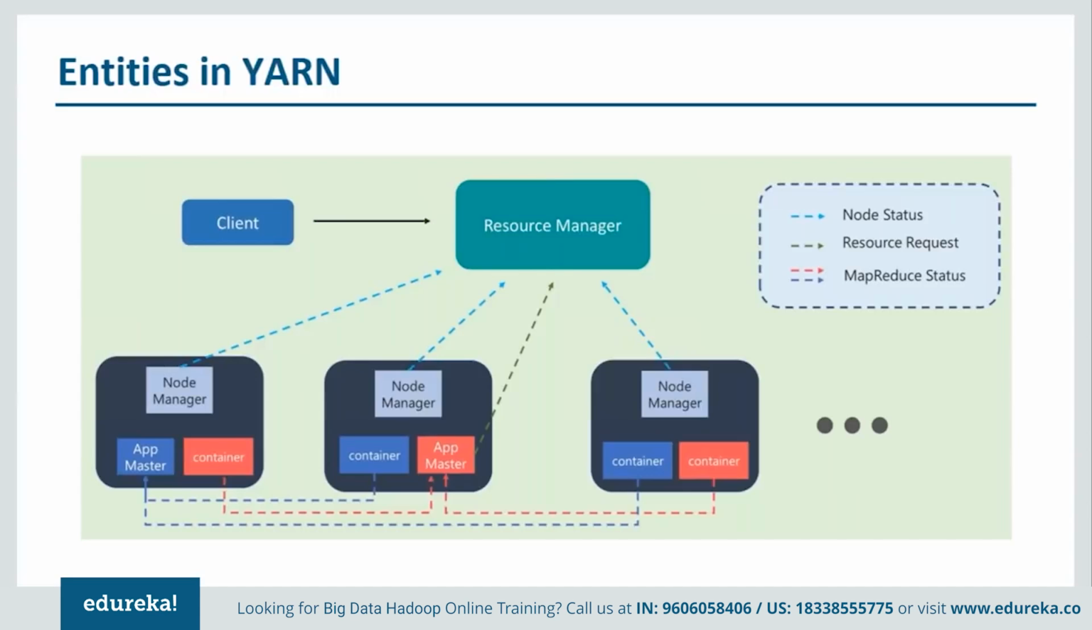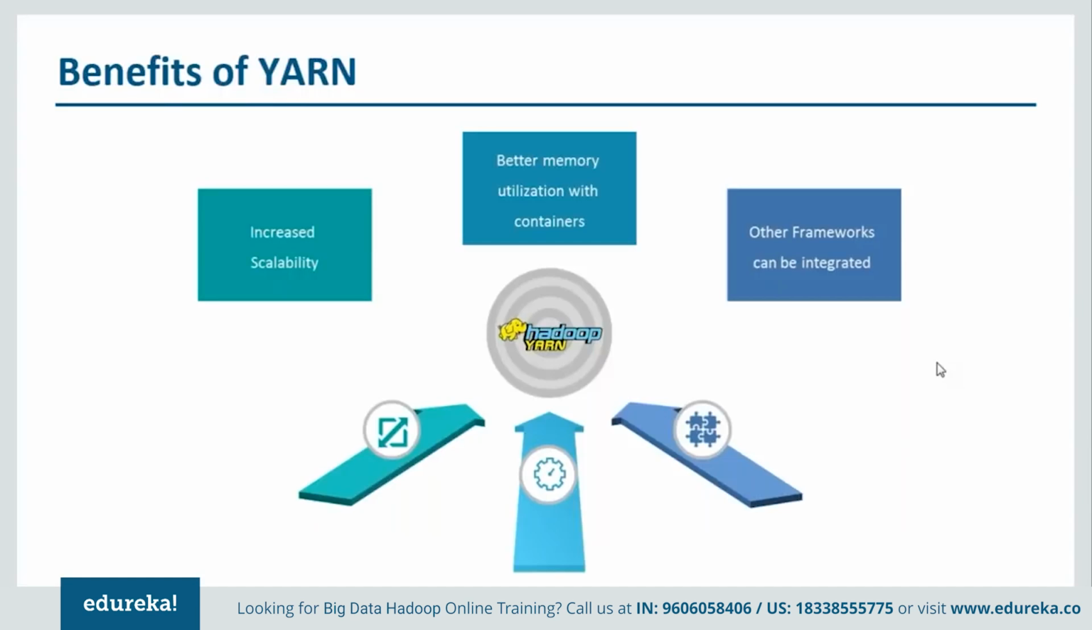This step was very important to ensure compatibility of existing MapReduce applications and users. Now, the major benefits of YARN are increased scalability, better memory utilization with containers, and, third, other frameworks can be integrated, like Spark, Storm, Hive, etc.